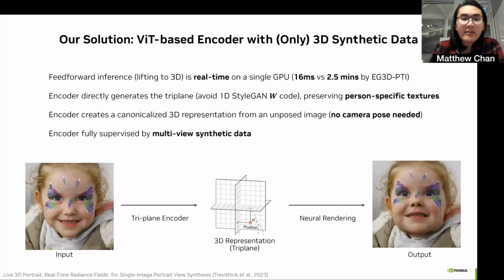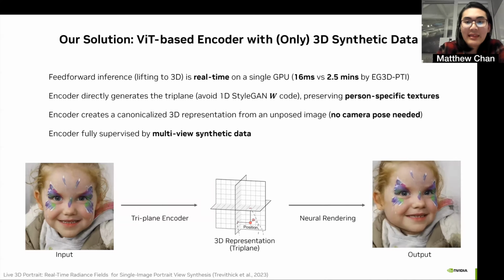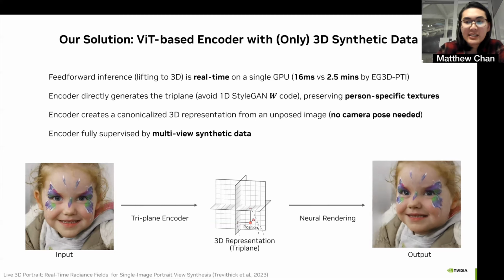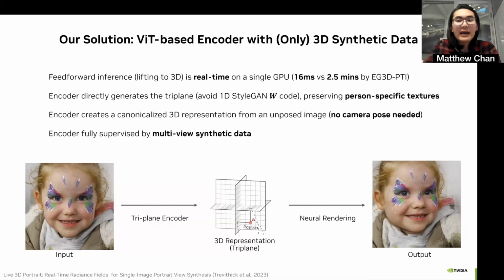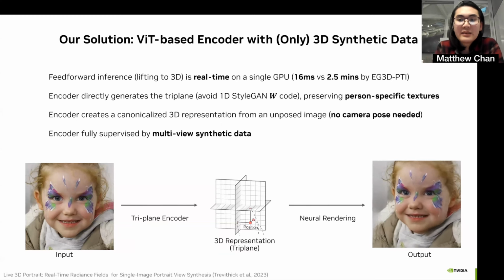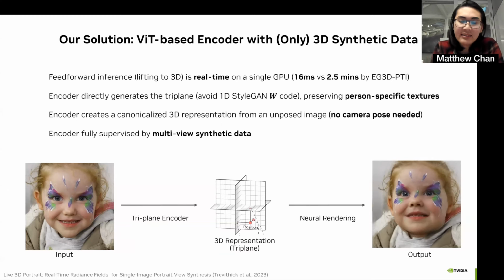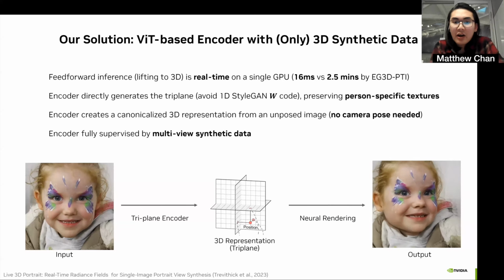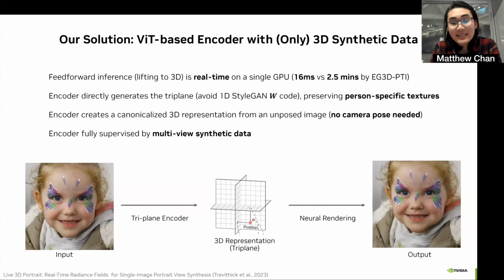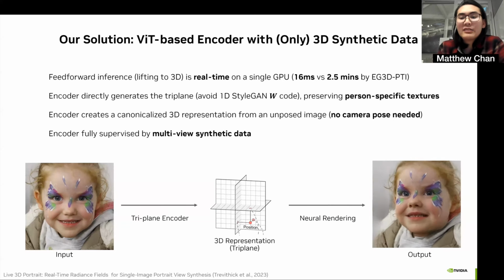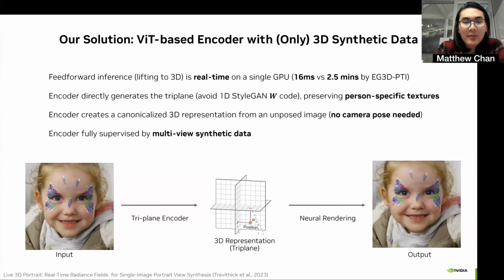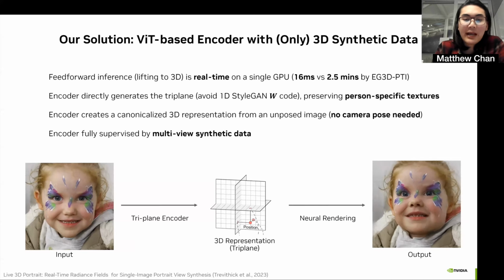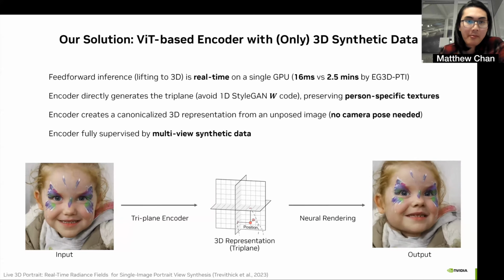Additionally, our proposed method avoids squeezing the representation through any low-dimensional GAN space latent codes. And what that means is that we can preserve these person-specific and highly complex details. Additionally, our method would require no precise camera pose and is trained entirely with synthetic data with no requirement for expensive or complex 3D ground truth.